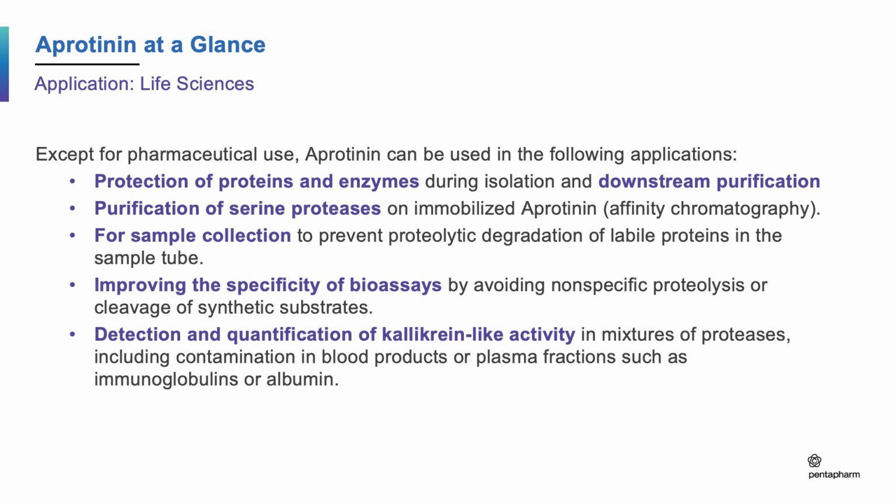In addition to its use as a pharmaceutical agent, aprotinin can be used for protection of proteins and enzymes during isolation and downstream purification, purification of serine proteases on immobilized aprotinin or affinity chromatography, sample collection to prevent proteolytic degradation of labile proteins, improving bioassay specificity by avoiding nonspecific proteolysis or cleavage of synthetic substrates, and for detection and quantification of kallikrein-like activity in mixtures of proteases including contamination in blood products or plasma fractions such as immunoglobulins or albumin.